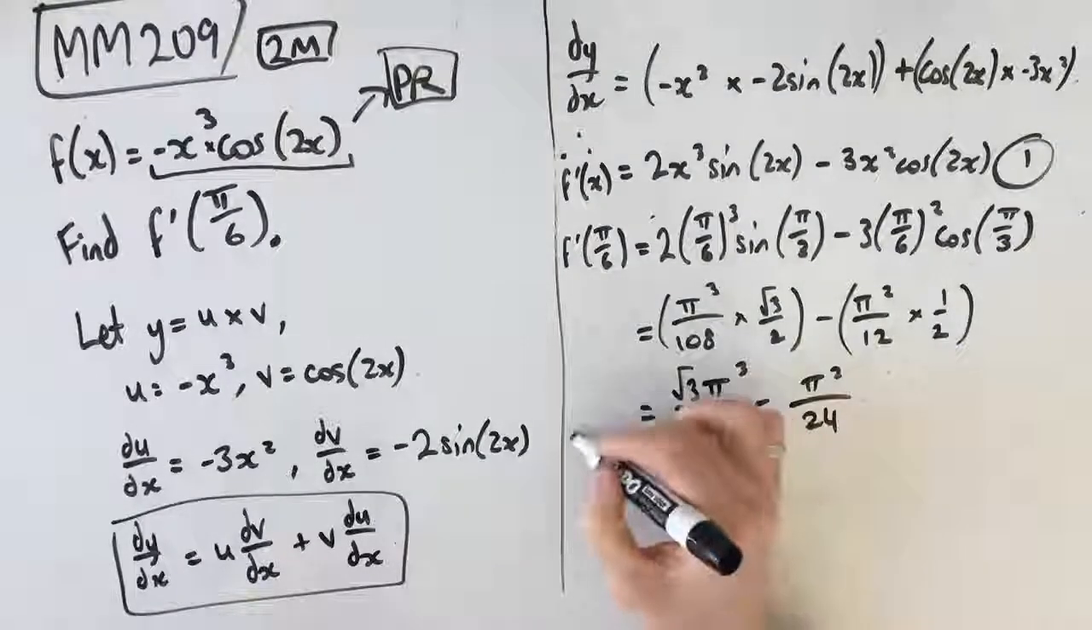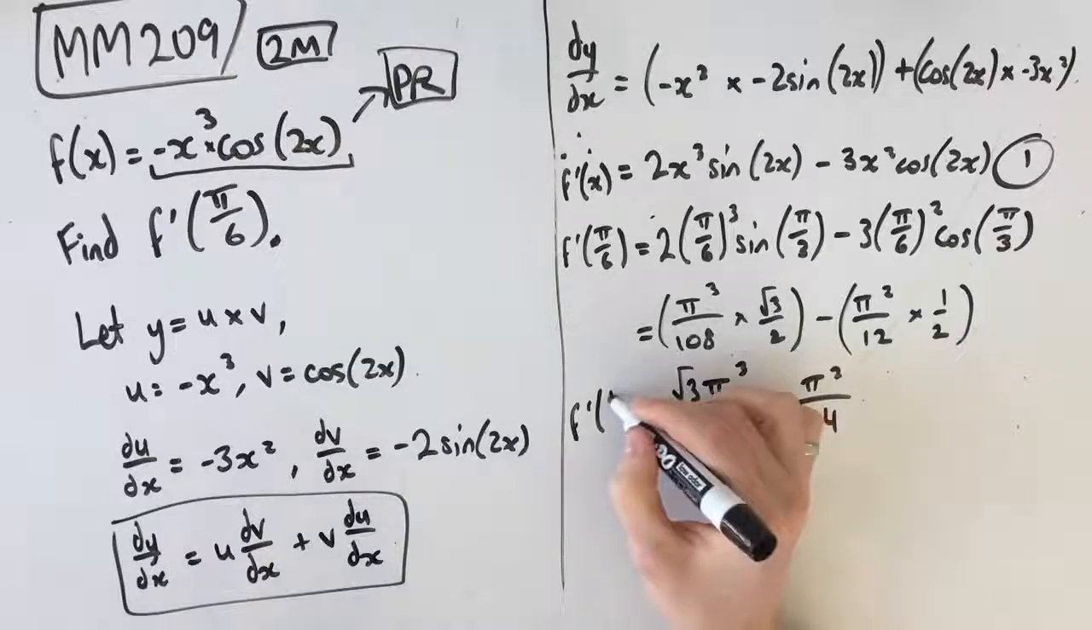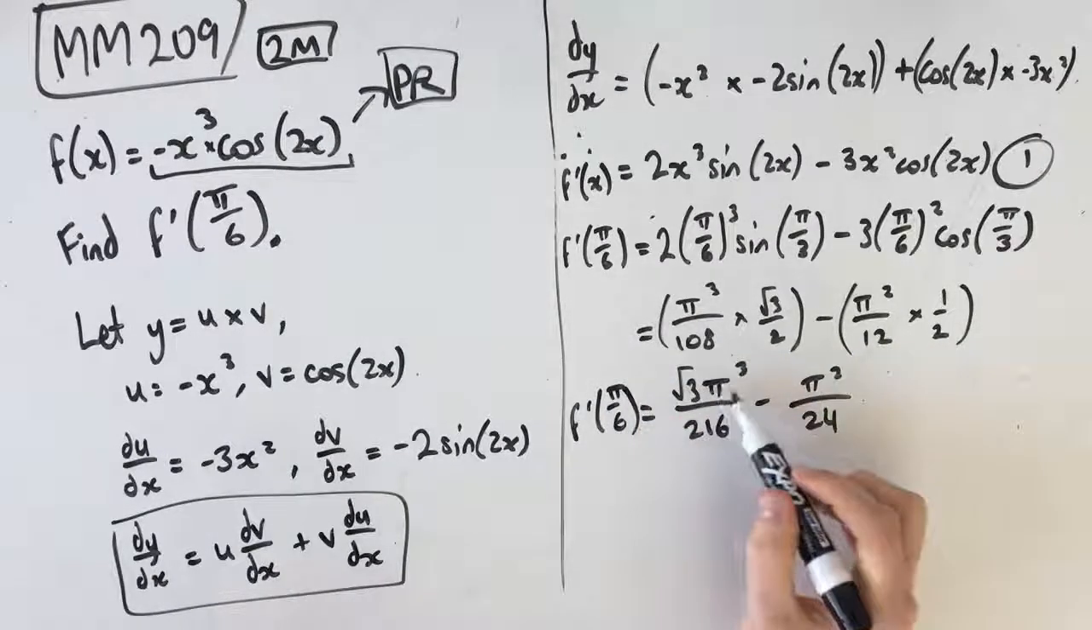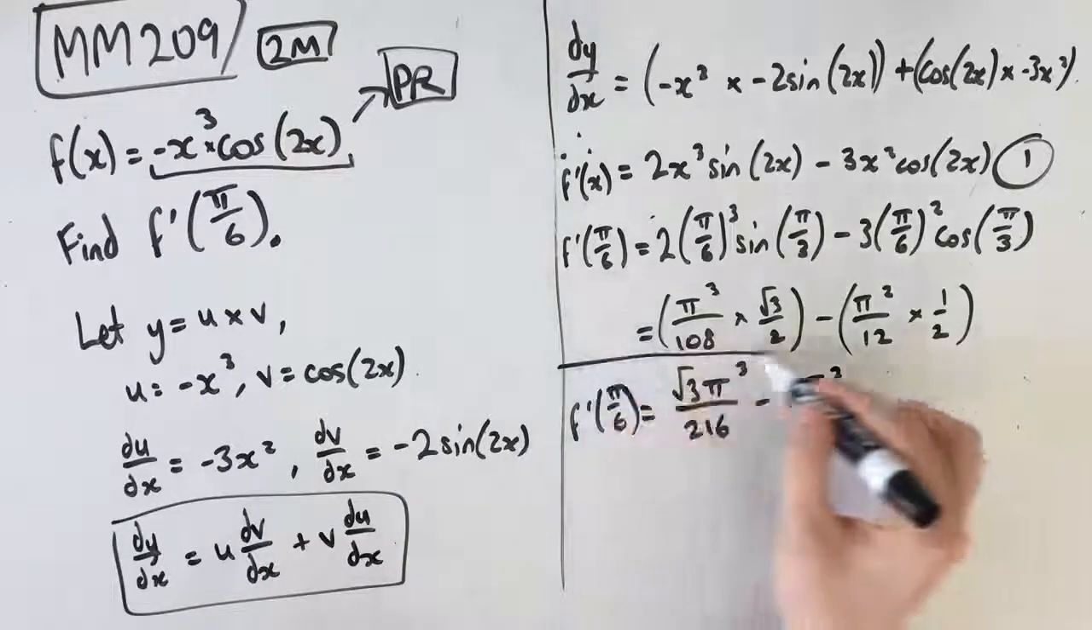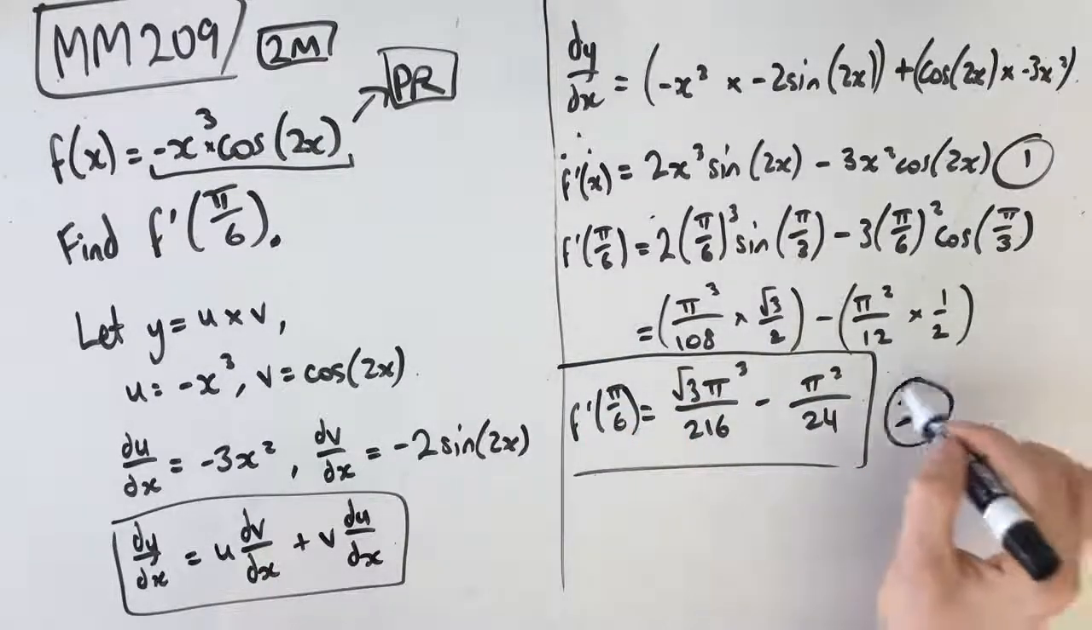And that's it, guys. So that means that f dash of pi on 6 is equal to root 3 pi cubed on 216 minus pi squared on 24. And that is our final answer and your second mark.